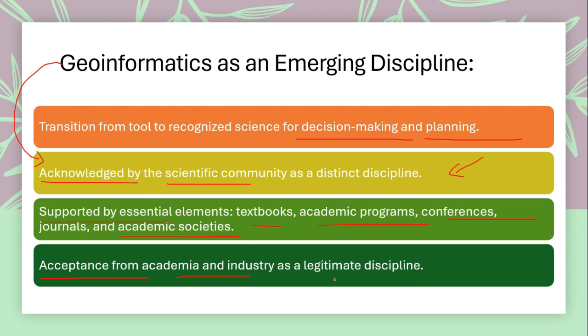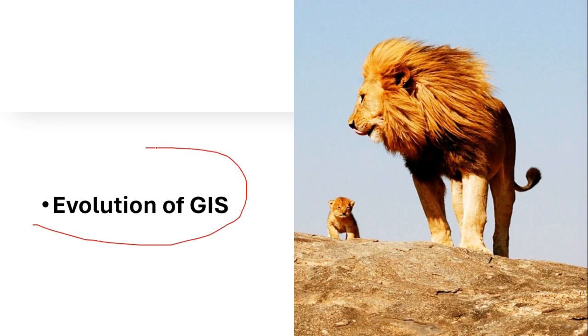So the geoinformatics discipline has got approval from different sectors, societies and communities to be a distinct discipline, because it is emerging and used in so many sectors, from planning to transportation, telecom, disaster management, natural resources, and so many things use the application of geoinformatics. First we will talk about the evolution of GIS.